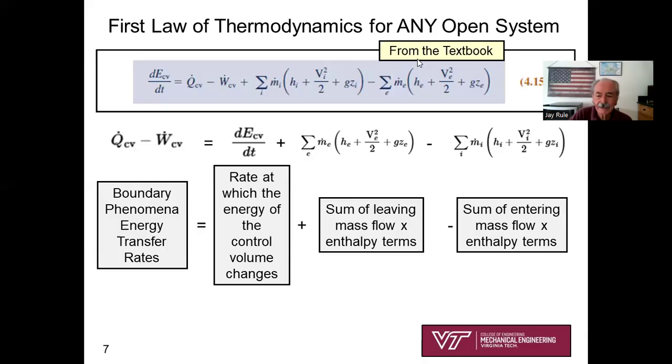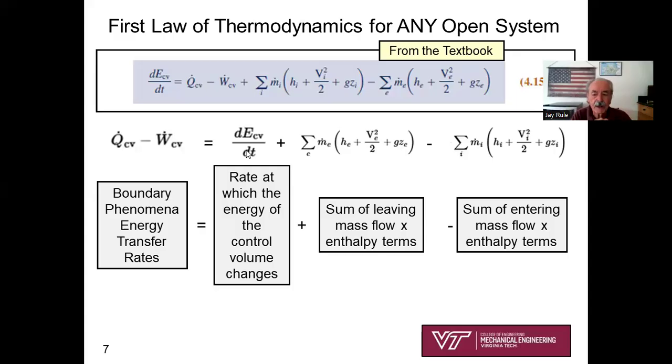Okay, now let's go back to that general statement of the first law of thermodynamics for any open system. So we're going back to equation 4.15. That is the general statement. That's your ultimate fundamental statement of the first law for an open system. Do you remember I went through a trick where I rearranged equation 4.15 so we could have a better feel for boundary phenomena on the left-hand side of the equal sign and then the other terms on the right-hand side of the equal sign? Remember, the right-hand terms were the rate at which the energy of the control volume changes.